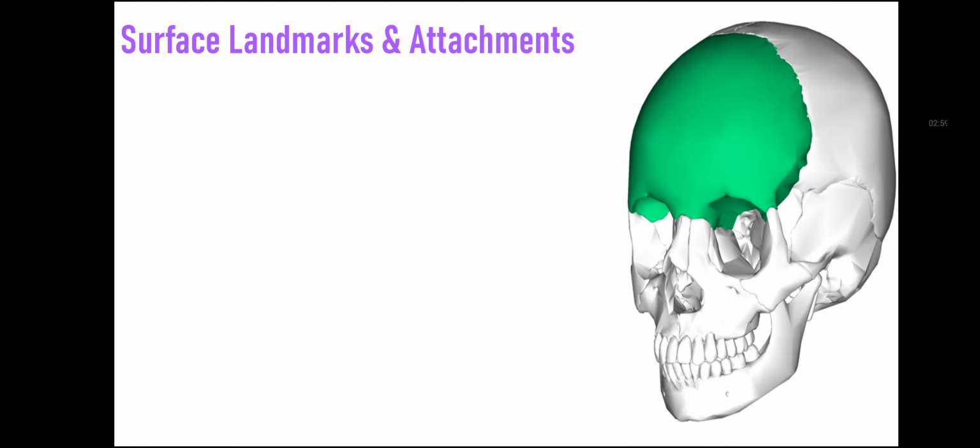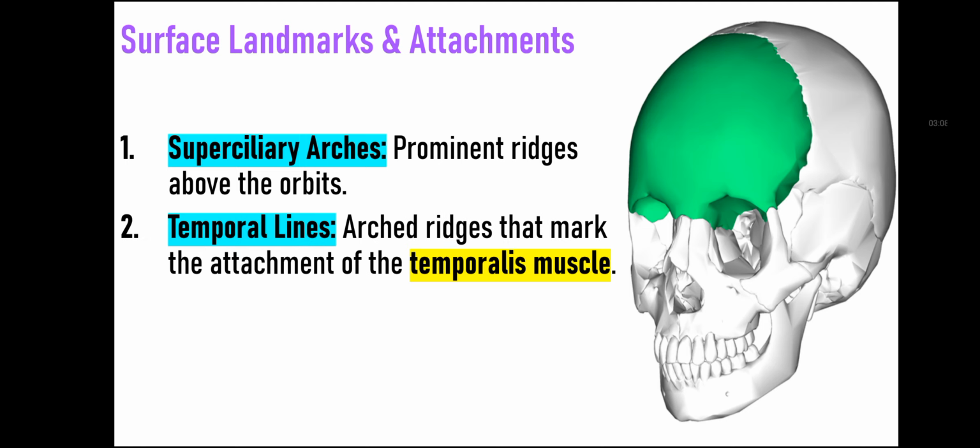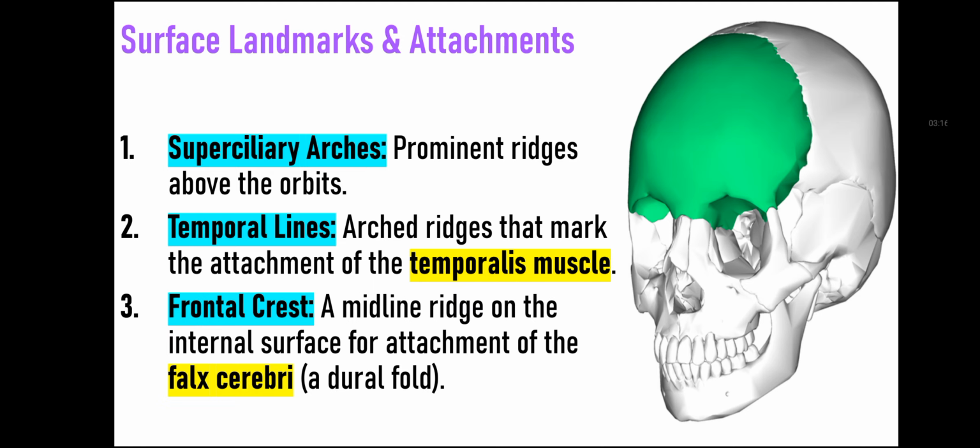Now let's talk about surface landmarks and attachments of frontal bone. First is the superciliary arches that are prominent ridges above the orbits. Second surface landmark is the temporal line, that is an arched ridge that marks the attachment of the temporalis muscle. Third is the frontal crest, that is a midline ridge on the internal surface for the attachment of falx cerebri, that is a dural fold.